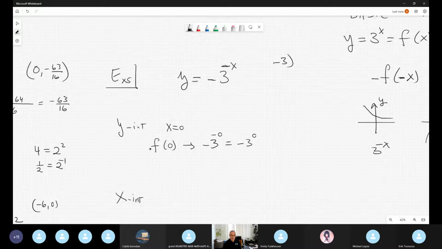Negative 3 raised to the 0, which obviously is 1. And minus 3 raised to the 0, according to the order of operations, you do the exponential first, so it's negative 1, because 3 to the 0 is 1. Any number or any expression raised to the 0 power is equal to 1. No? So the point is (0, negative 1). Okay, cool.